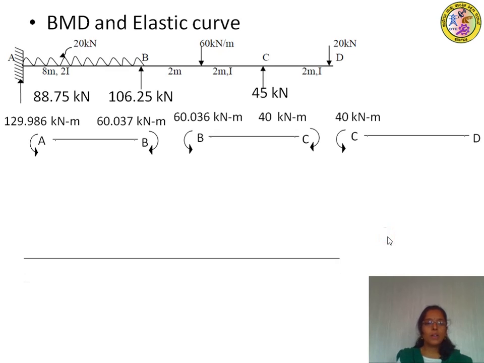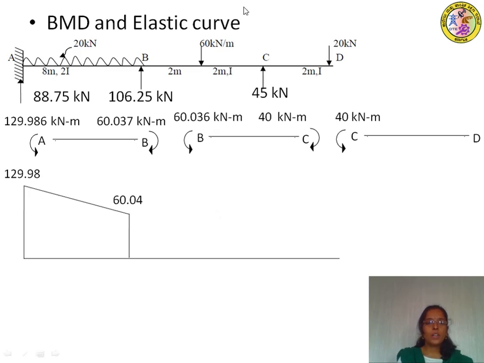So these are the support moments using which we will plot the support moment diagram. To draw it, consider a baseline of the same length as that of the beam. Use the thumb rules: left end, left thumb, and right end, right thumb. The direction of the thumb at the left end is moving in the upward direction, so mark it above the baseline for 129.98 kilonewton meter. Next at end B, which is the right end, the direction of the right thumb is in the upward direction only, so mark it above the baseline for 60.03 kilonewton meter.